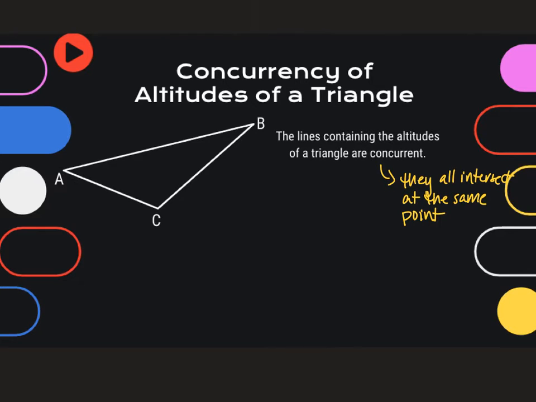Remember, if you have an acute triangle, then the lines of the altitudes are concurrent inside the triangle. For a right triangle, they're concurrent on the triangle, and for an obtuse triangle, they are concurrent outside the triangle.